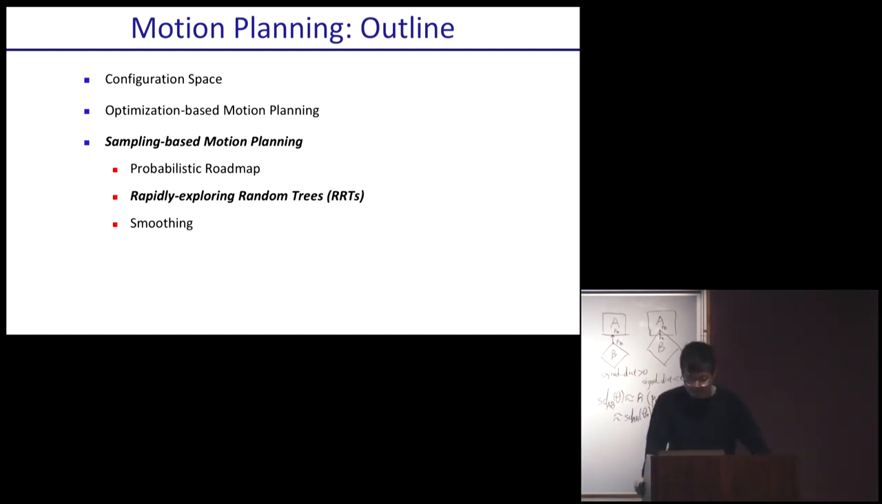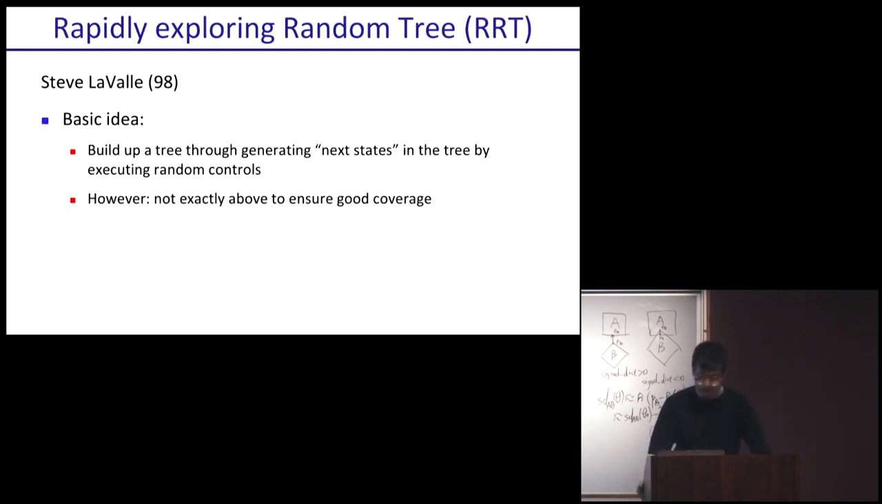So I hope everyone's here. Let's start with a sampling-based motion planning method, which is RRT. The basic idea of RRT is very intuitive. We build up a tree by generating next states in the tree by executing random controls, which is not exactly able to ensure good coverage. So we will go over RRT on the whiteboard.